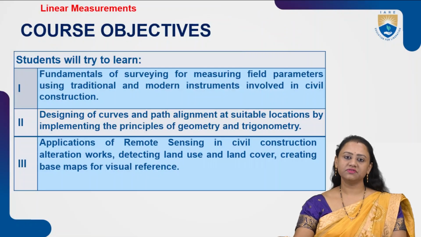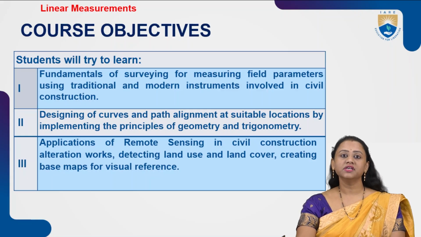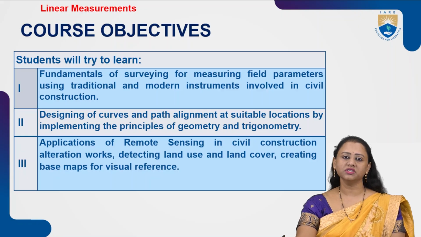So these are the objectives of the course. The first course objective is that students will learn the fundamentals of surveying for measuring field parameters using traditional and modern instruments, designing of curves and path alignment at suitable locations by implementing the principles of geometry and trigonometry, and the applications of remote sensing in civil construction, alteration works, detecting land use and land cover, and creating base marks for visual reference.